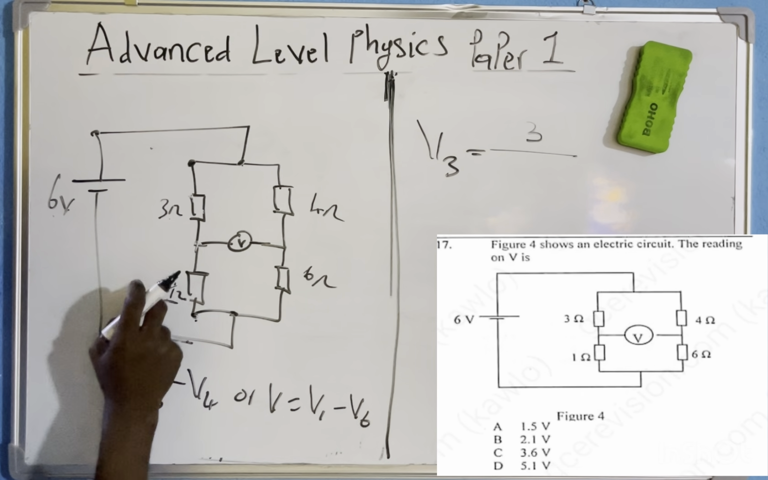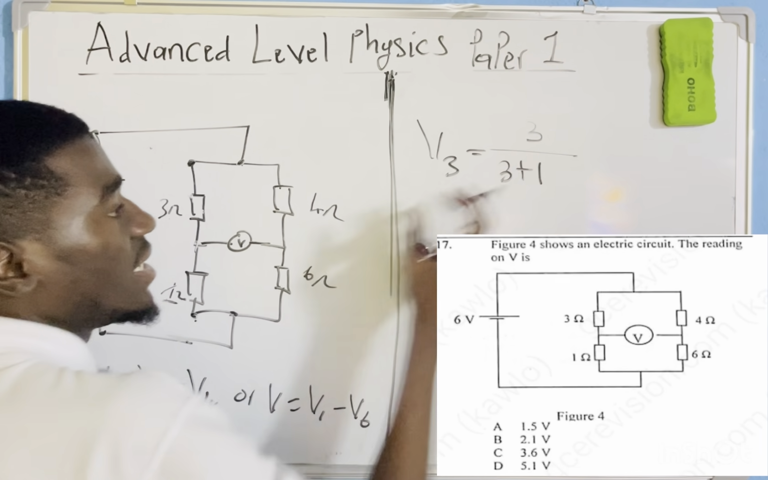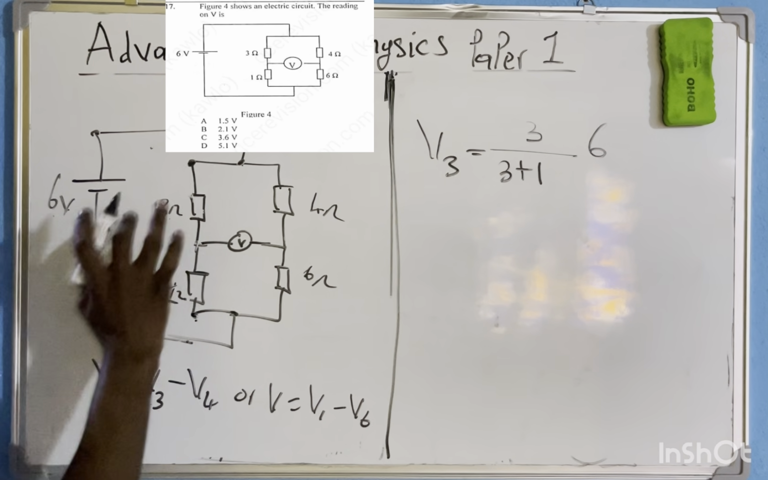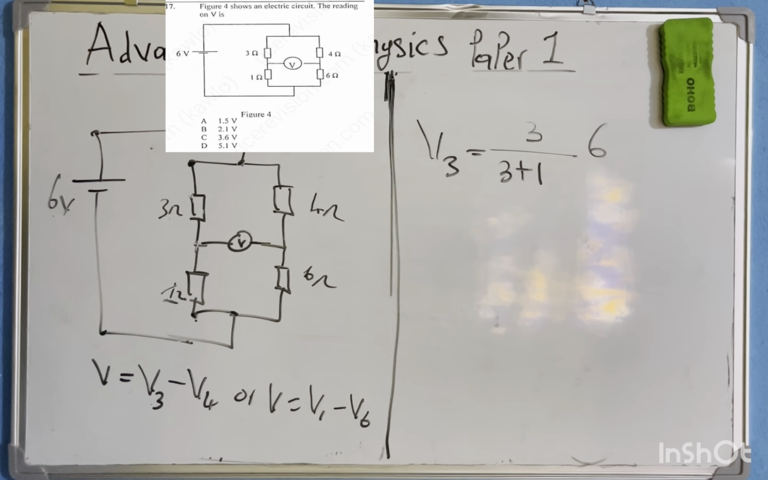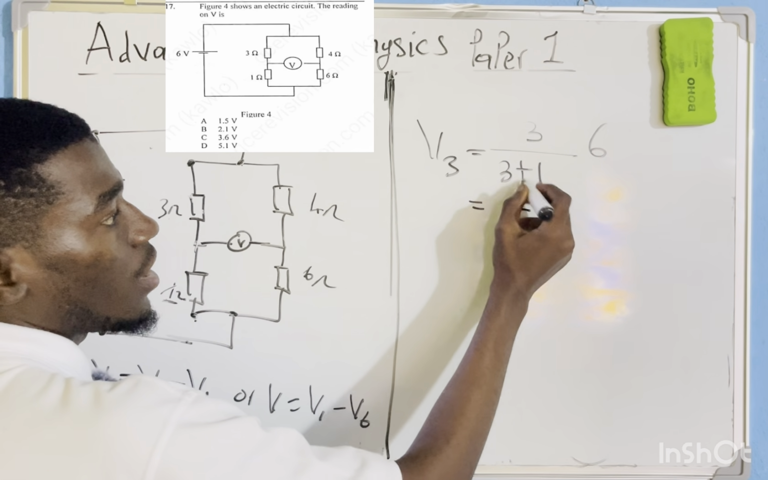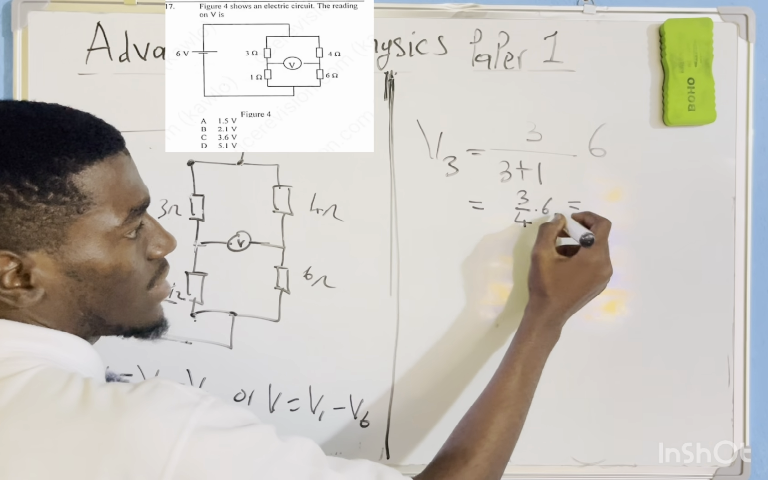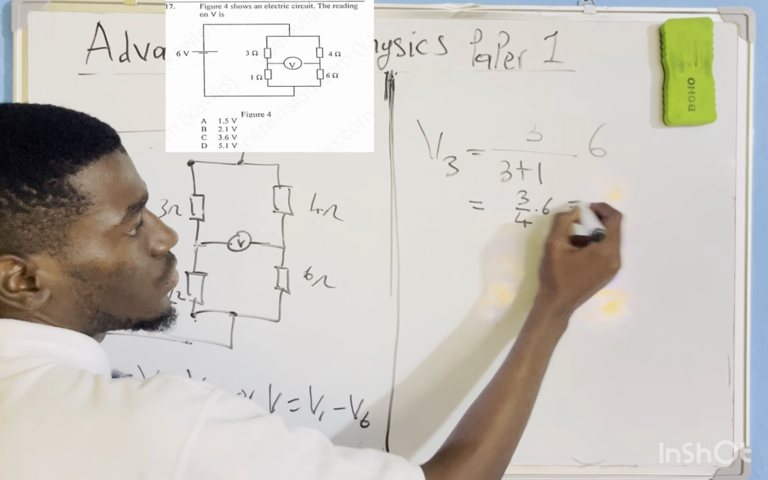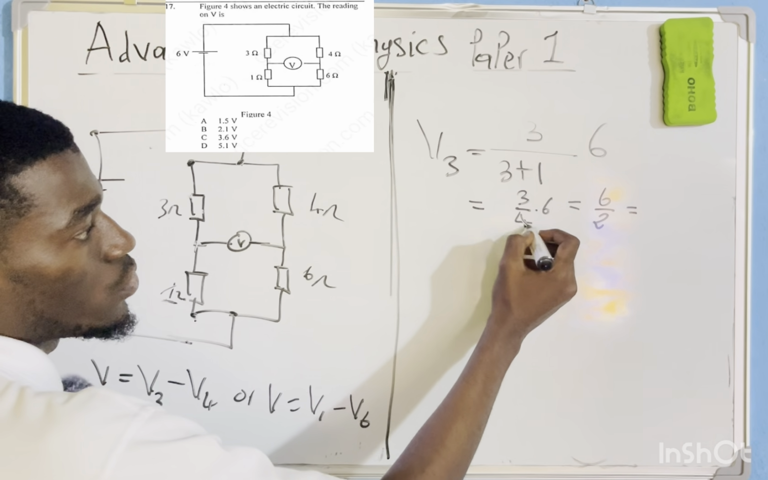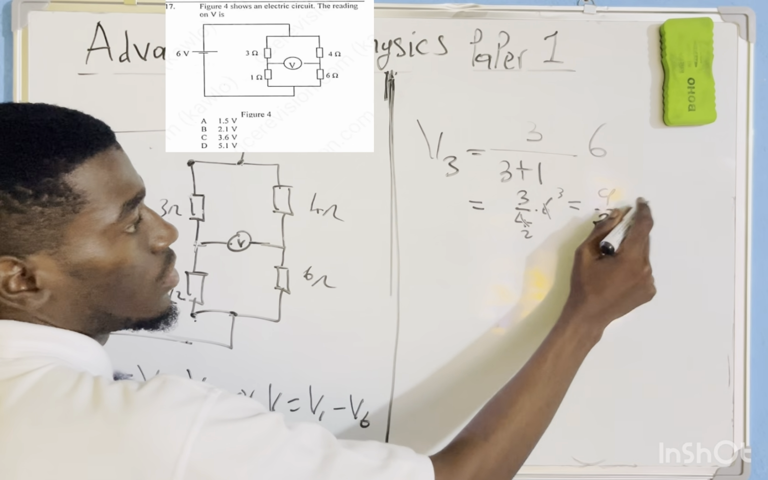Since they're in series, I will take the sum, 3 plus 1. Then he's sharing 6. It's like you're sharing something amongst two students. So here I'll have 3 all over 4 times 6. 2 can cancel here, 2 cancel here, 3. Okay, it's 9 all over 2 volts.